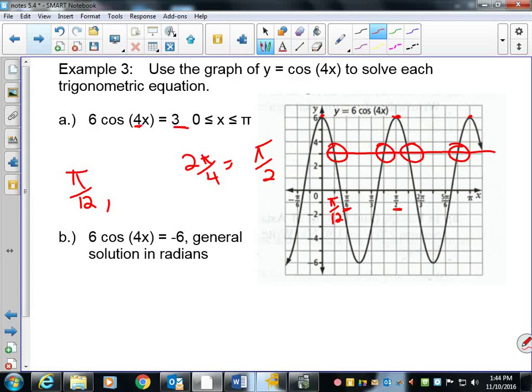Our next answer, I would go 1, 2, 3, 4, 5 pi 12ths, right? Then this next one, this was 5, so 6 pi 12ths, pi halves, that makes sense. 7 pi 12ths. 8, 9, 10, 11 pi 12ths.